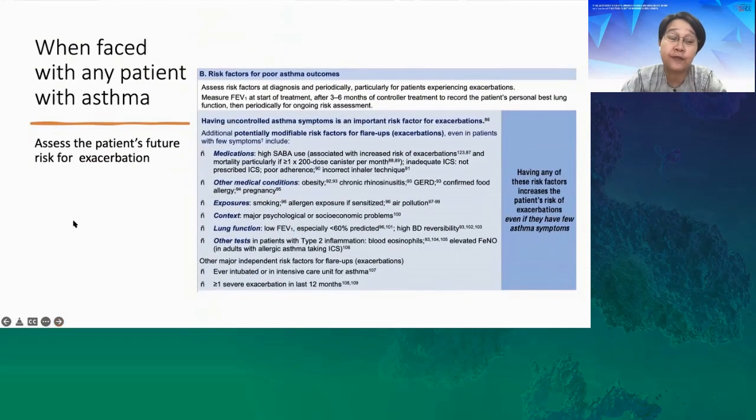Apart from the control of asthma, the other important thing is actually to look at the risk of future exacerbation. So this is taken from the GINA guidelines 2021. And it's important to note that if you have uncontrolled asthma symptoms, that in itself is a major risk factor that you will go on to get exacerbations, right? Other things would be medication. So there's a lot of interest in terms of the overuse of SABA. High SABA use has been shown to be associated with increased risk of exacerbations and mortality.